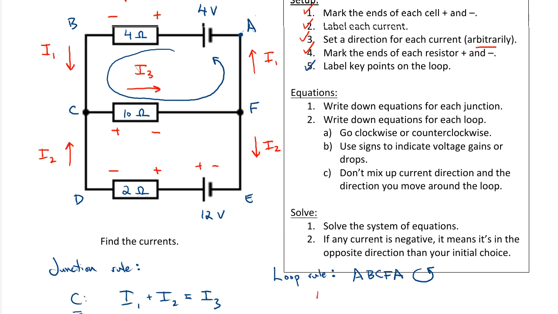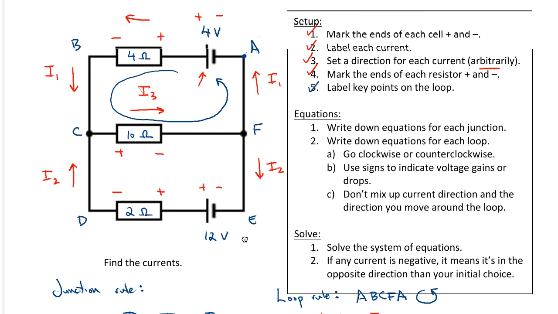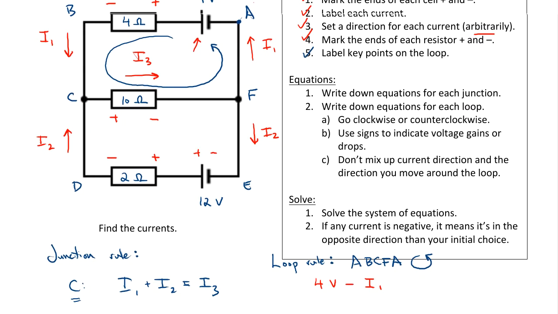I have a 4-volt potential gain here. Then I have a potential drop, and that potential drop is equal to current I1, because that's what I have here at the top, current I1. I have current I1 multiplied by that 4-ohm resistance. This is of the form IR. And remember, IR is equal to V. The potential drop at a resistor is equal to the current through that resistor multiplied by its resistance. So that's why I have this form.